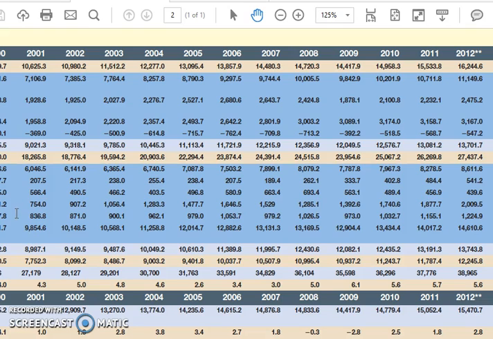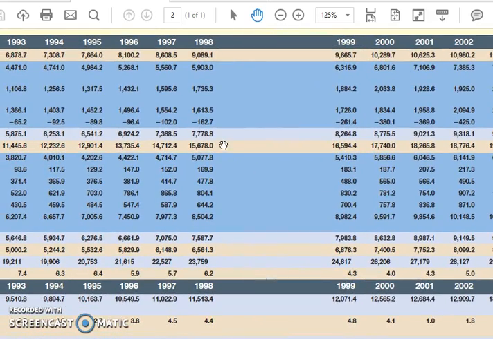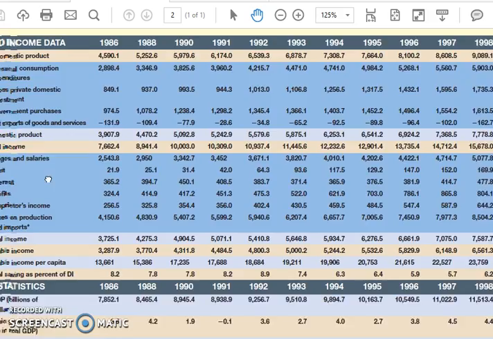But what we want to look at right now is, sorry, sometimes this can be a little hard to move. What I want to look at right now is unemployment. So let's go down to the unemployment data.